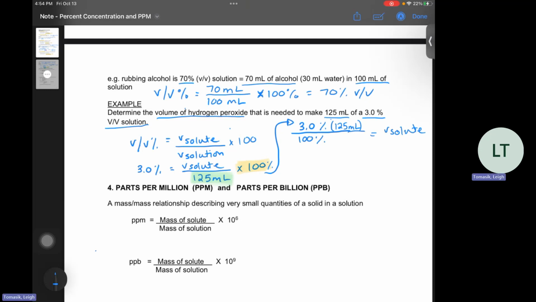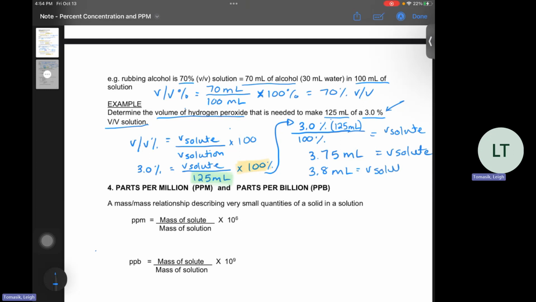So I would need 3.75 milliliters. And then let's check for significant figures. I need that to 2 significant figures because this percent only has 2 significant figures. So I would write 3.8 milliliters is what I need of my solute.